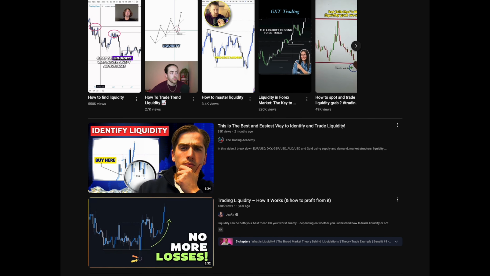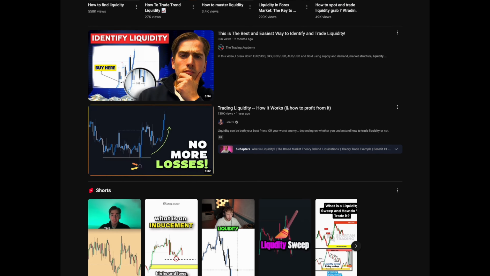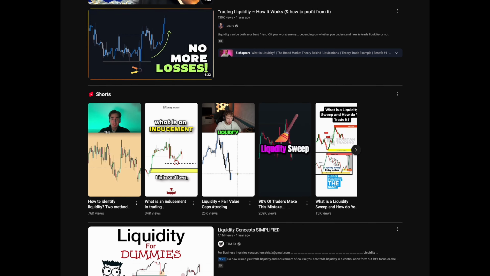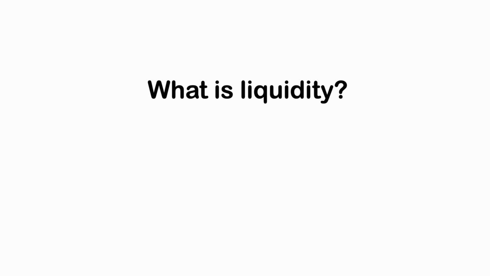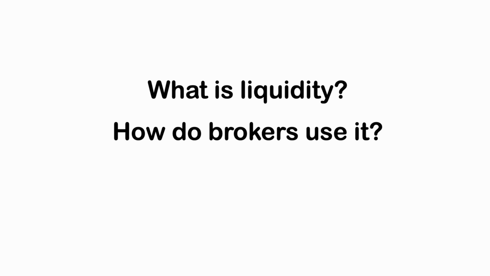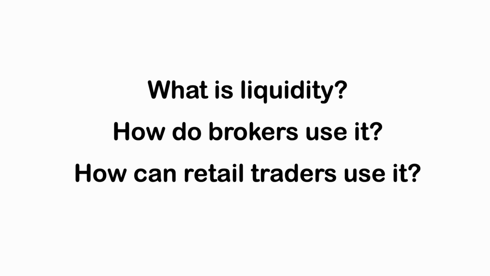I see a lot of videos explaining what liquidity is in terms of how to trade it, which is great and is needed, but I want to try to take a stab at explaining what it is and how brokers use it so we can get a holistic understanding of how retail traders can use it too.